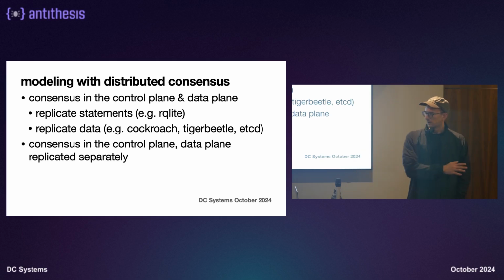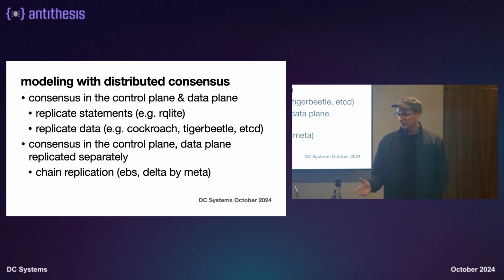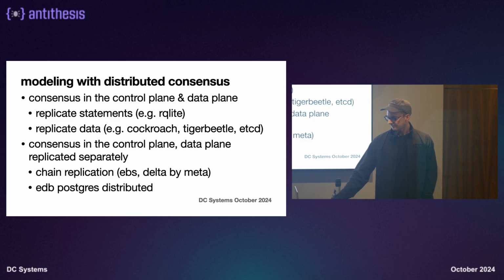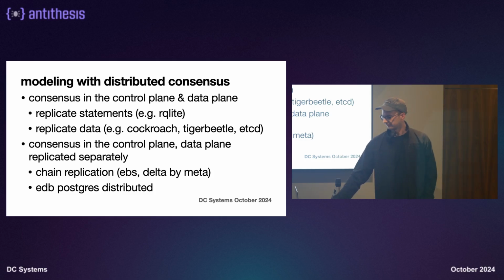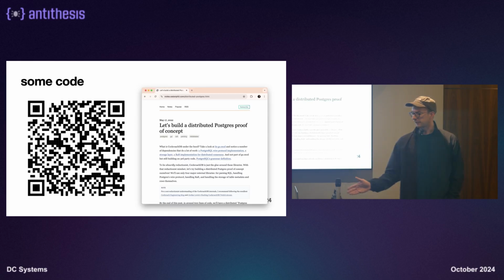And then there's an entirely separate set of databases where they'll use consensus to manage who is considered to be in the cluster, and maybe even who is the leader of the cluster, but they'll replicate the data plane separately, and no rows would go into the consensus at all. An example of this is chain replication, as mentioned in the beginning, which is what EBS uses, and Delta, which is another storage product by Meta. And similarly to the product that I work on also, we use consensus to manage who is considered to be in the cluster, but that is not how we replicate rows. This is another blog post if you're interested in seeing how you might model something like Postgres on top of distributed consensus.